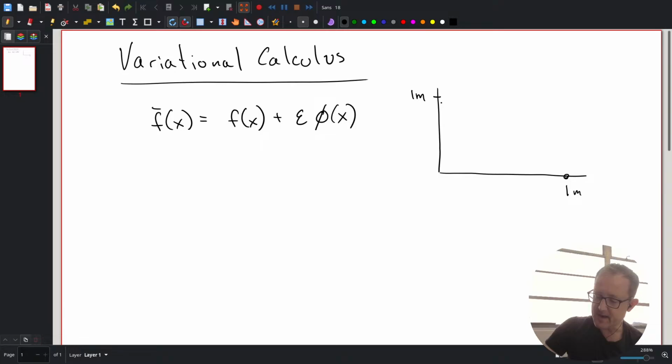If the fastest path, what we found was, at least with the parabola, looked something like this. If that's our fastest path, then maybe there's another path like this that's not the fastest path, and the difference between these two functions, like all of this, is going to be that epsilon times that phi of x.